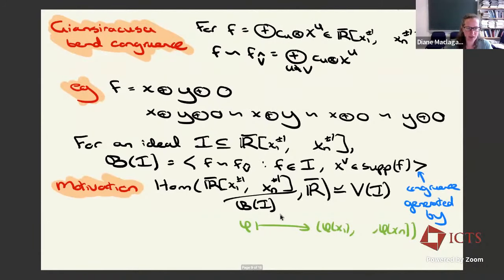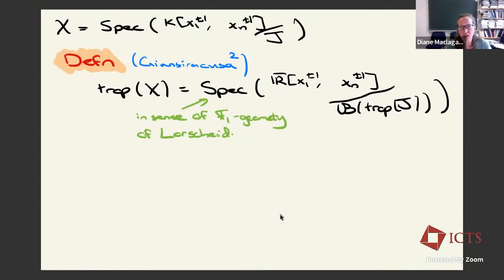So the definition then, this is tropicalizing a scheme. This comes from a theorem, or definition, of Jeff and Noah Giansiracusa, so mathematical brothers.